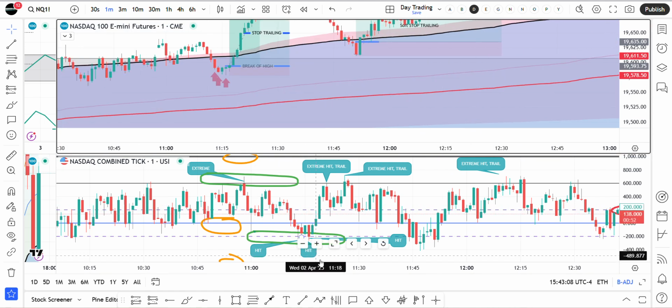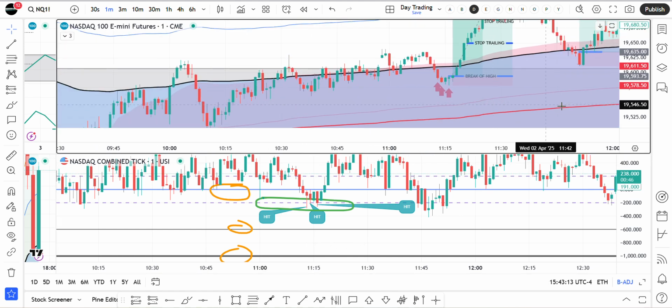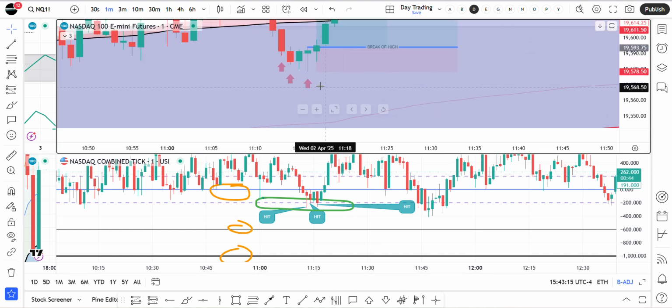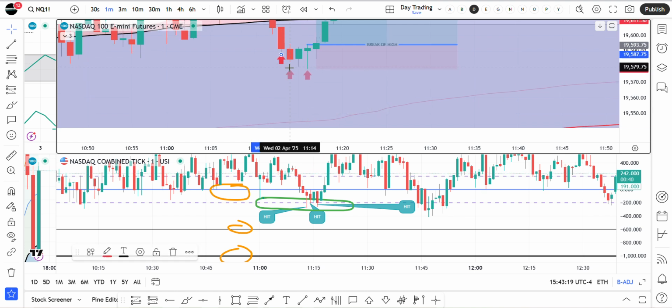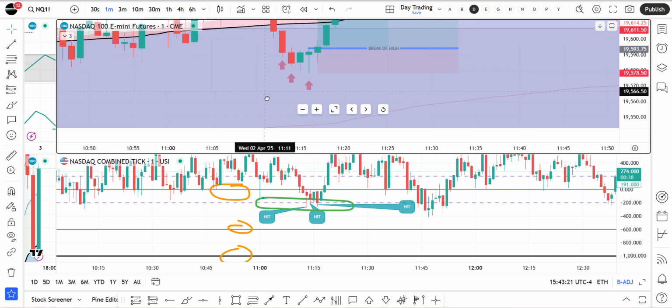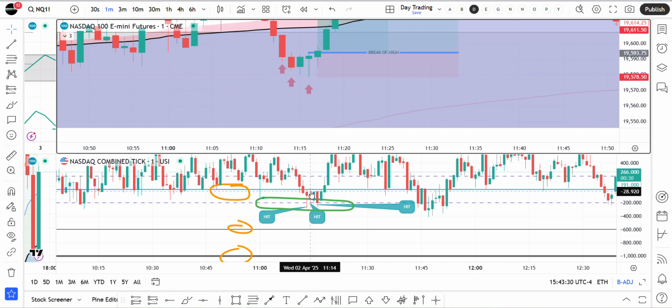So I've marked off this: every time I touch that negative 200 line, I mark it off as hit. And on here, I marked it off as up arrows. So what you want to do is see it hit that 200 or negative 200. In this instance, it's negative 200.